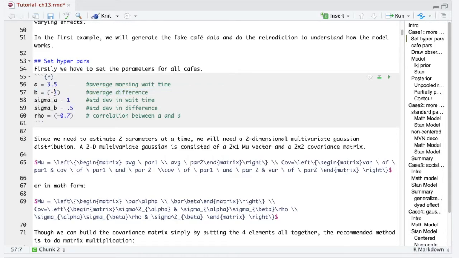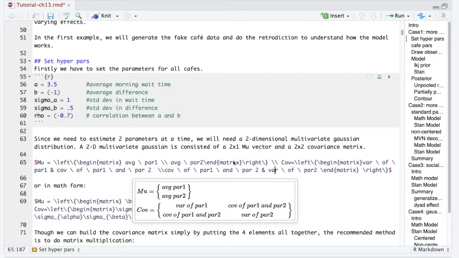But notice that the difference is negative, so the correlation coefficient is also negative. As I mentioned, since we need to estimate the 2 parameters at the same time, we would like to draw the 2 parameters from one distribution, so the distribution needs to have a multivariate outcome, or you can think of it as multiple outcomes at the same time.